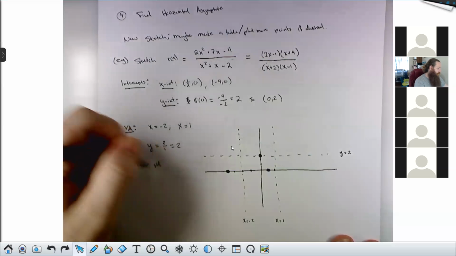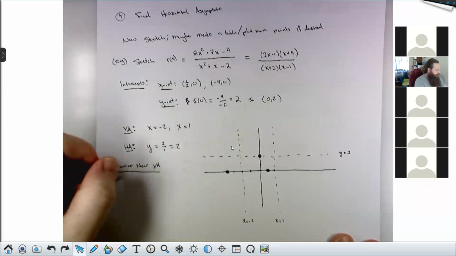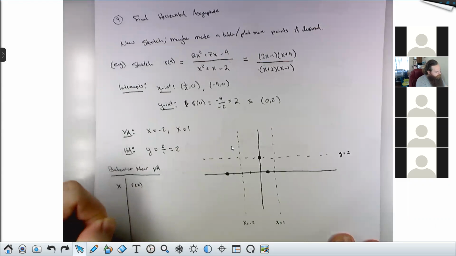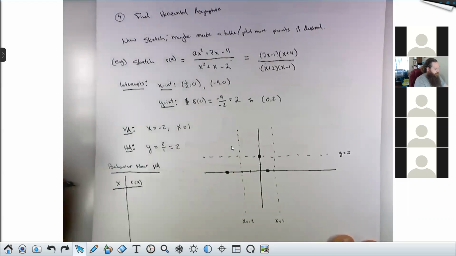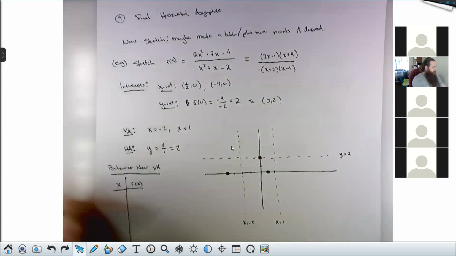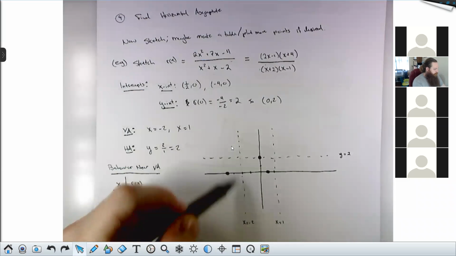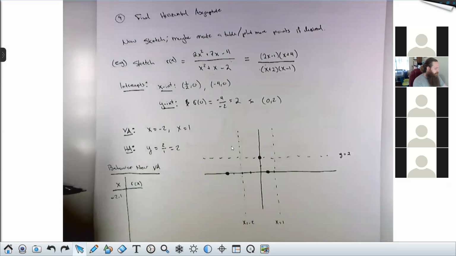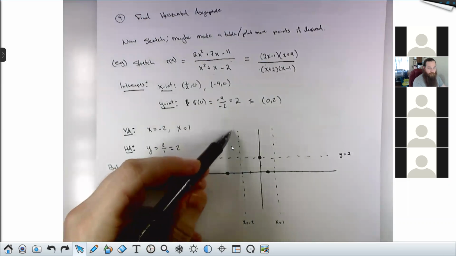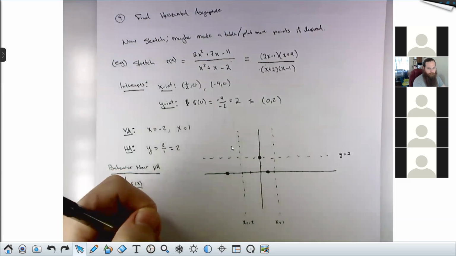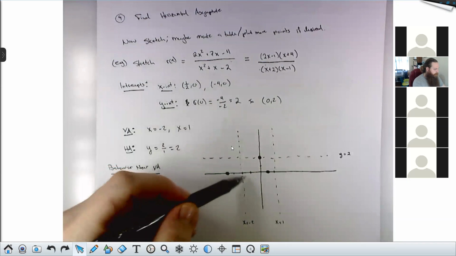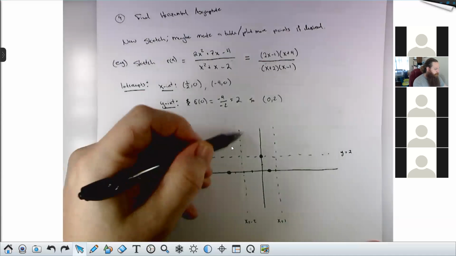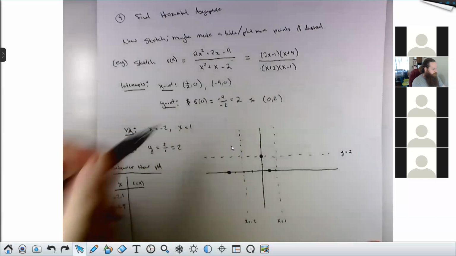The behavior near the vertical asymptotes. If I take an x value that's very close to this vertical asymptote, but on the left, like -2.1, that'll give me an idea of whether I'm approaching this guy up here or down here. If I take an x value that's a little bit to the right of that, like -1.9, that'll tell me whether my arrow goes up here or down here.